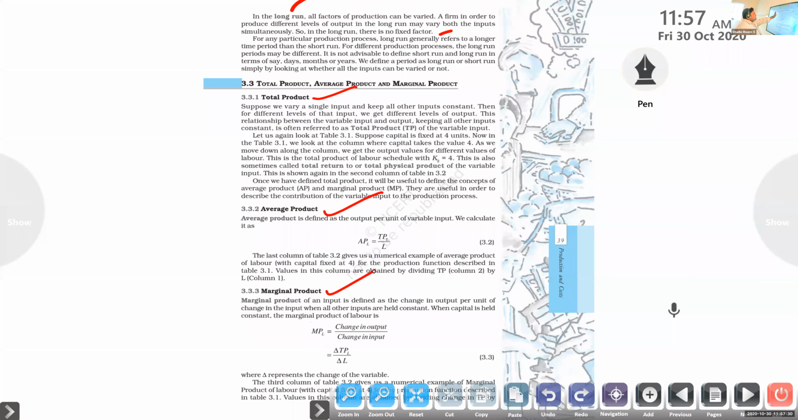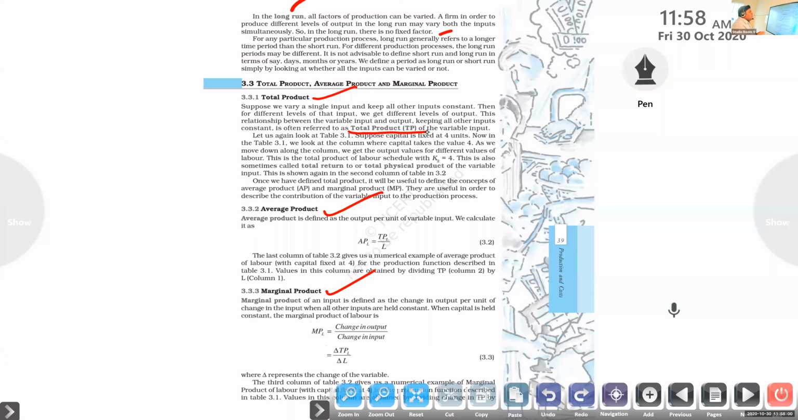This is the relationship between the variable input and output, keeping all other inputs constant. So this relation is related with the variable input only. Clear or not? In the short run, only one input is changing, and all other inputs remain constant. So this is what we know as the total product, TP.